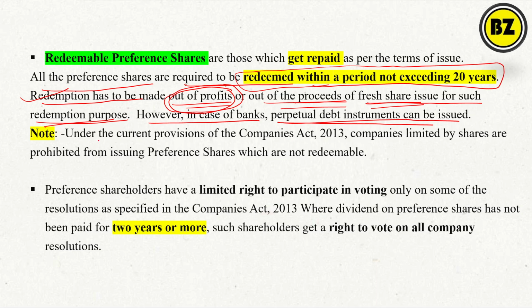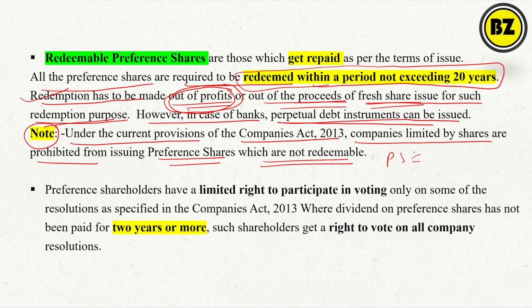Okay, so the thing you should note here is that under the current provision of the Companies Act 2013, companies limited by shares are prohibited from issuing preference shares which are not redeemable. It means the company which is issuing preference shares, they must be redeemable. Okay, so it is important. The company limited by shares, including one listed on the stock exchanges, has to issue redeemable shares.